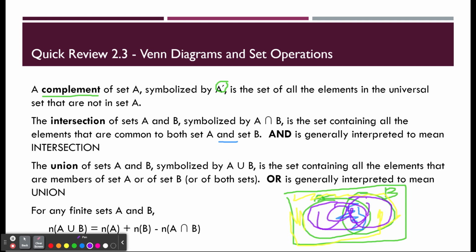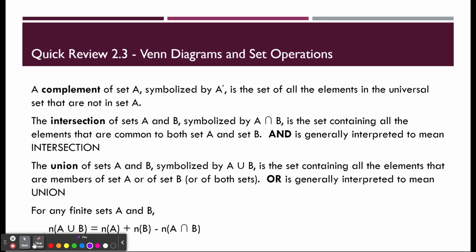So that would be like a full shade. And then lastly, for finite sets, the cardinal number of A union B is equal to the cardinal number of A plus the cardinal number of B minus the intersection of A and B. All right, so that's 3.